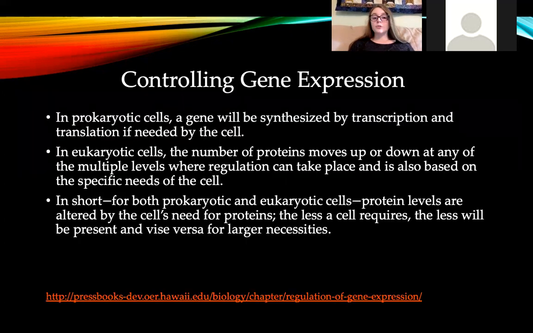All right, so controlling gene expression. In prokaryotic cells, a gene will be synthesized by transcription and translation if needed by the cell. However, in eukaryotic cells, the number of proteins moves up or down at any of the multiple levels where regulation can take place and is also based on the specific needs of the cell. In short, for both prokaryotic and eukaryotic cells, protein levels are altered by the cell's need for proteins. The less a cell requires, the less will be present, and vice versa for larger necessities.